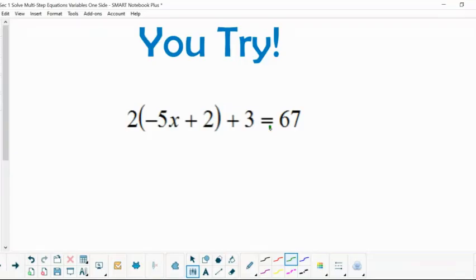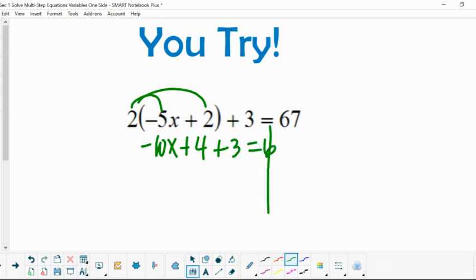Drake, what has to happen first on this one? Parentheses. Let's get that 2 multiplied in. Everybody tell me what you get. Negative 10x, everybody, plus 4. Okay, that's all done. Distributing first.